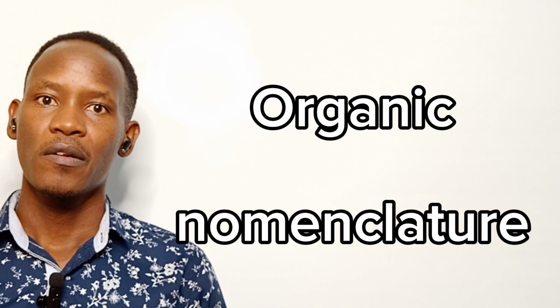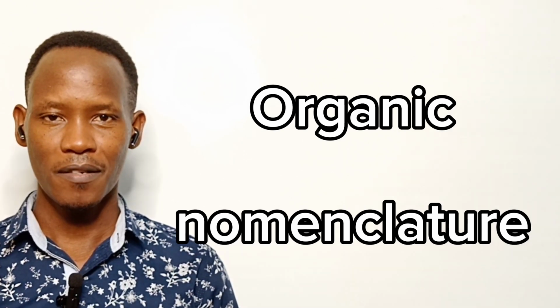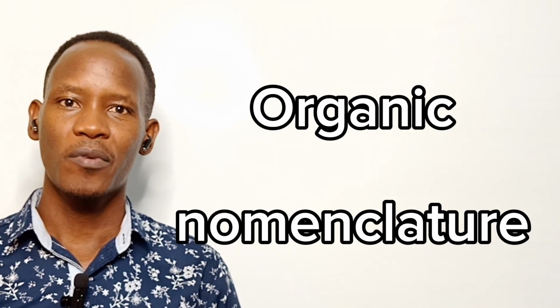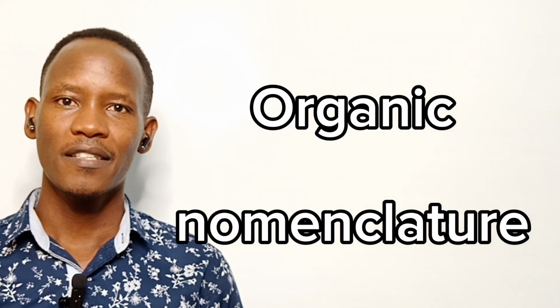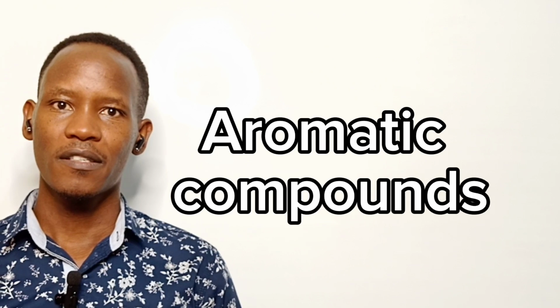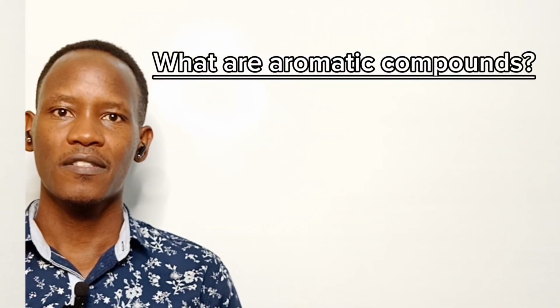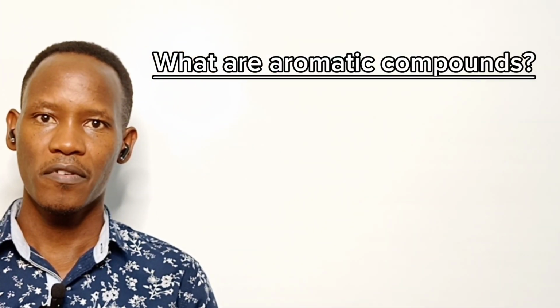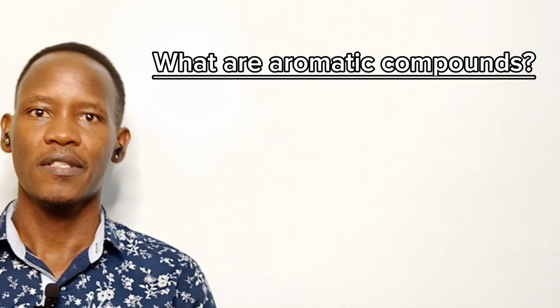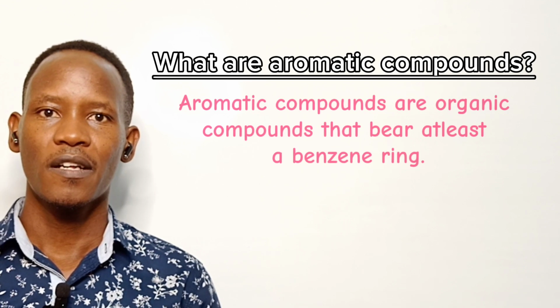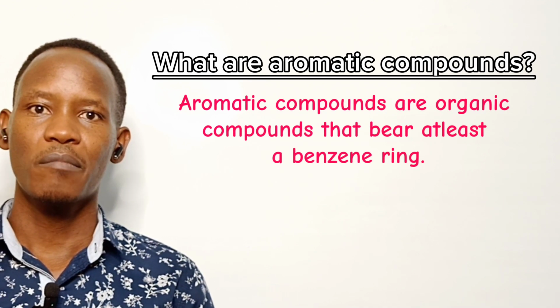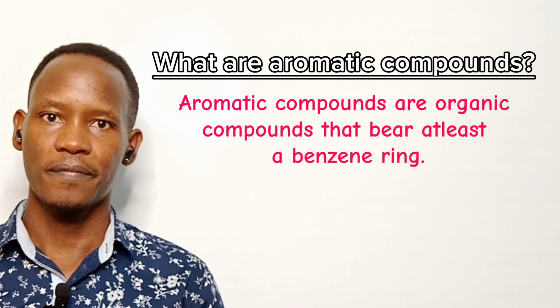Now, over the past month, we have been looking at the whole concept of organic nomenclature. Today, we still continue with the same concept, but now we look at the specific nomenclature of a class of organic compounds, generally known as aromatic compounds. First things first, what is the meaning of the word aromatic compounds? A simple explanation is that aromatic compounds are organic compounds that bear at least a benzene ring.